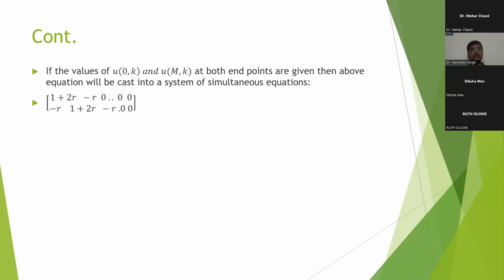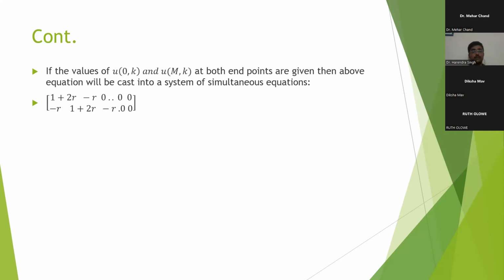Tridiagonal form means we have entries on the diagonal, the super diagonal and the subdiagonal. Super diagonal means the entry just above the diagonal, and subdiagonal means the diagonal just below the main diagonal. So we will have entries on the diagonal, just above the diagonal and just below, that is the super diagonal and subdiagonal. This type of system is called the tridiagonal system.